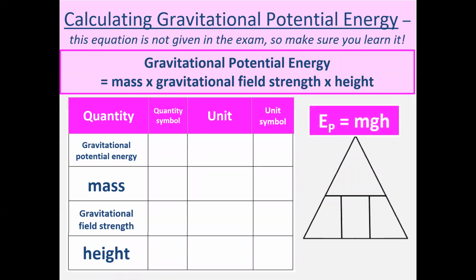So, how do you calculate gravitational potential energy? Well, this is the equation that you need to learn. This equation is not given to you in the exam, so you must make sure you learn it. Gravitational potential energy is mass times gravitational field strength times height. And sometimes it's easier to use a formula triangle. The reason why we use formula triangles is to make the rearranging of that equation a bit easier in that exam. So gravitational potential energy is mass times gravitational field strength times height.